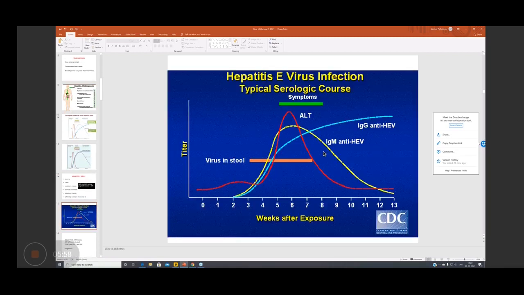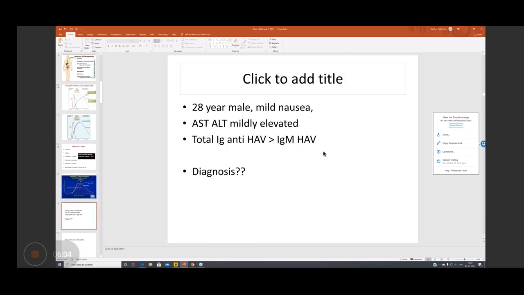I'll not go into details of this because this replicates what we have seen in HAV. So it is absolutely the same and it will be repeated in your tutorials. So now let's look at this.